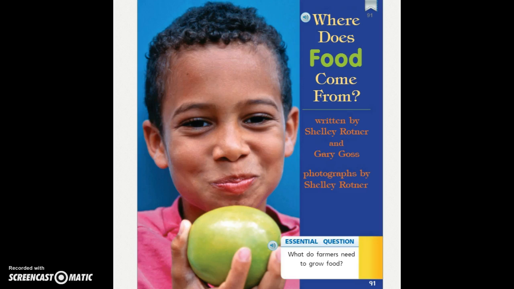Here's our title page. Where Does Food Come From? And here is our all-important essential question. What do farmers need to grow food? I want you to think about that question as you read Where Does Food Come From?